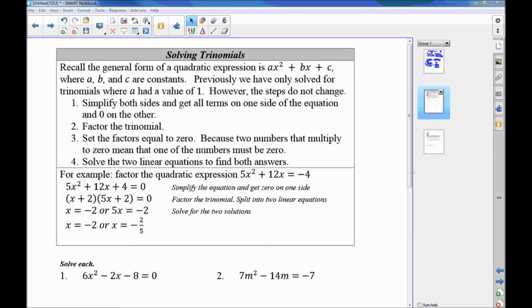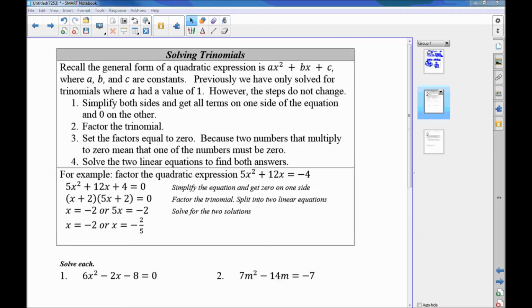We're going to factor it using our factoring techniques like the box method. And then we're going to set the two factors equal to 0, because if two numbers multiply to 0, one number must be 0. Okay, and then we're going to solve the two linear equations to find both answers. All right, so here we go.